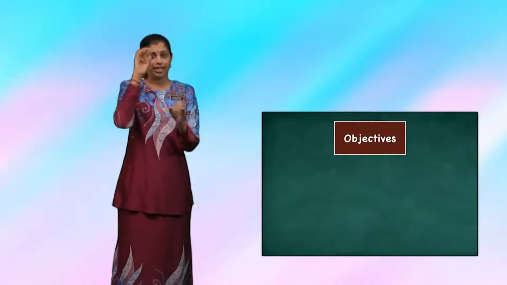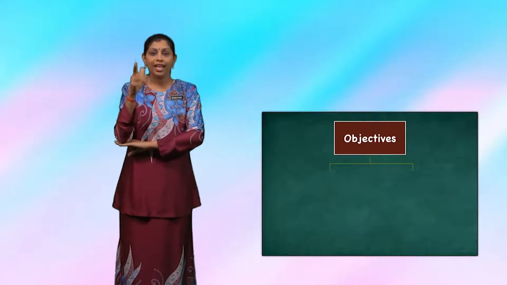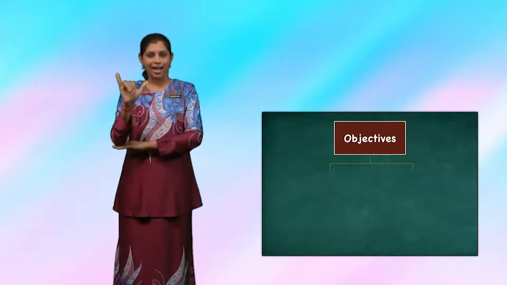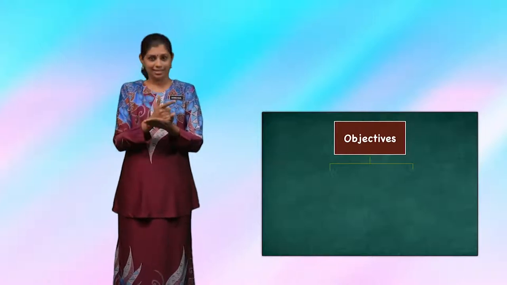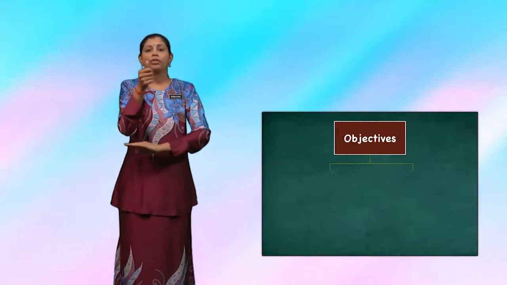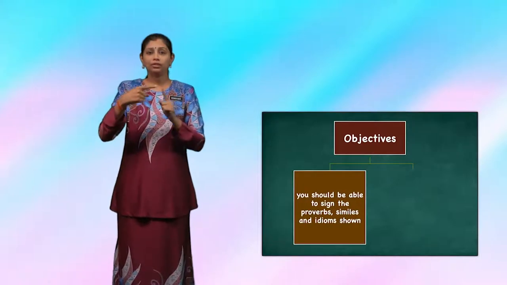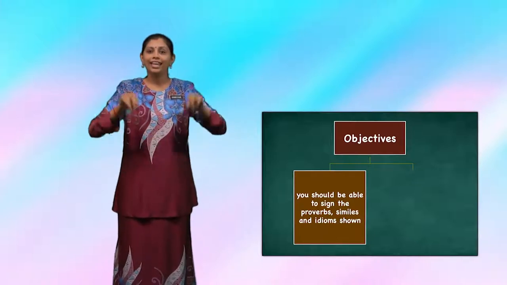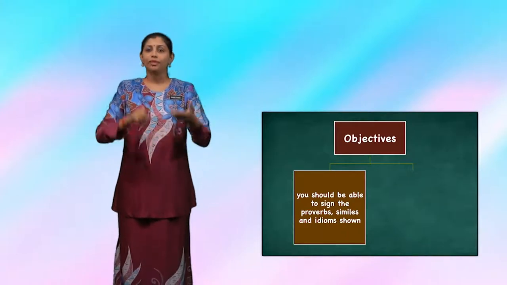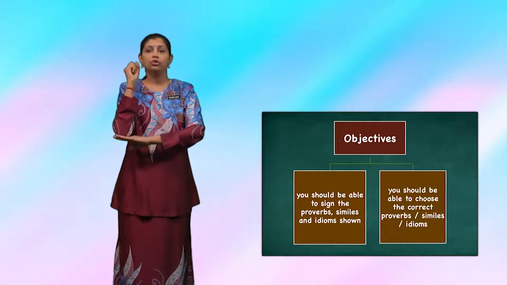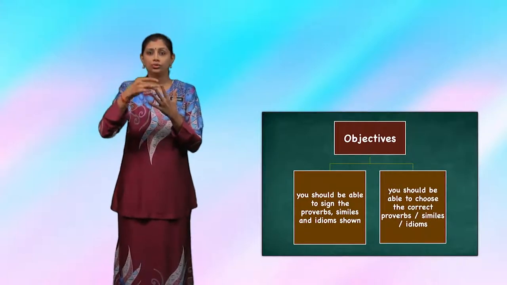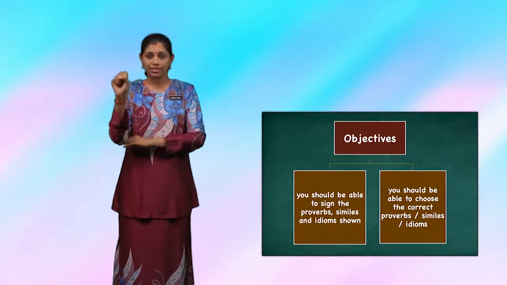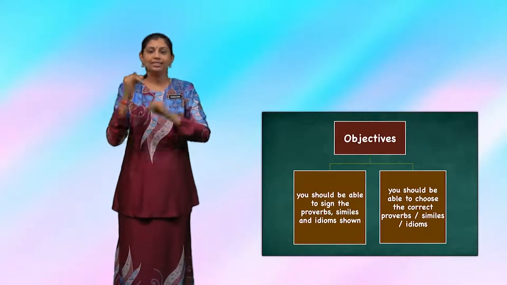Now, here are the objectives we shall achieve together by end of the lesson. The first one is you should be able to sign the proverbs, similes, and idioms shown. And the second one is you should be able to choose the correct proverbs, similes, and idioms. Alright, ready? Yes, we are.